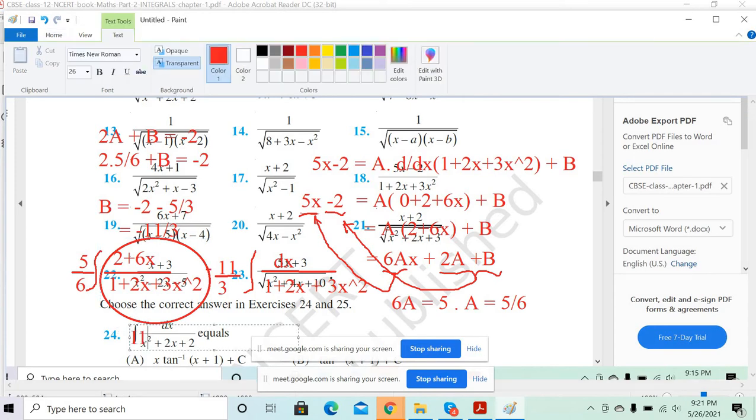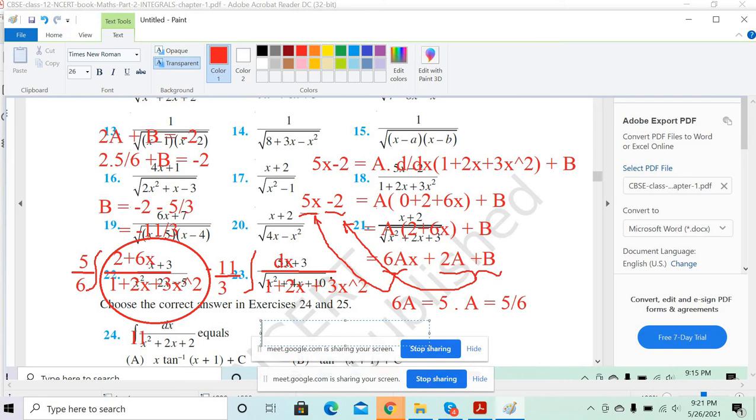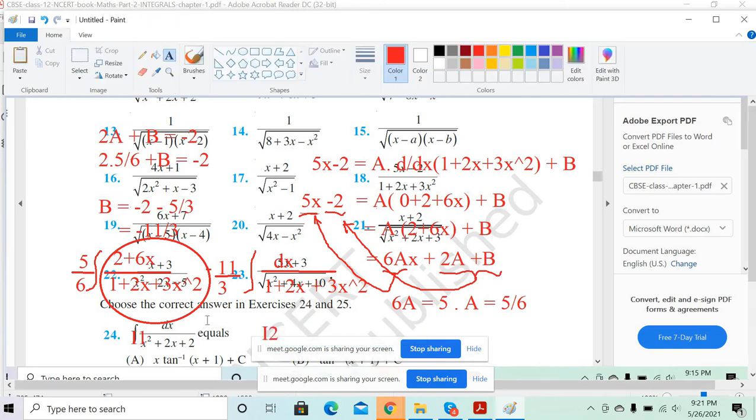So this will become I1. And this entire term is I2, right? Understood? That's it. Clear? Any questions, any doubts? Just solve it now. I think you are done then.